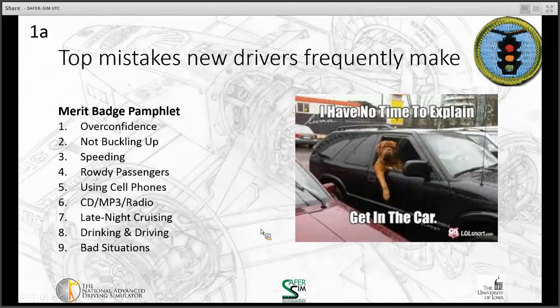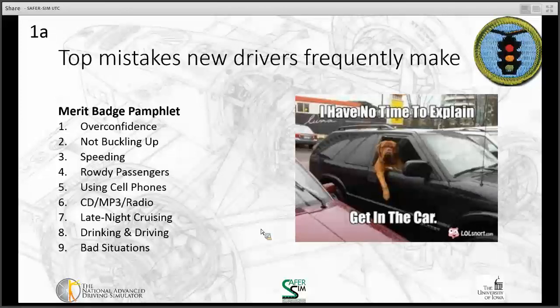Next up is bad situations. I couldn't find a great graphic for this one, but this one seems appropriate. Sometimes young drivers get in situations that they just shouldn't. And making those choices about what you're going to do, who you're going to hang out with, and where you're going to go is a big choice. And sometimes those choices about just getting in the car is that choice.